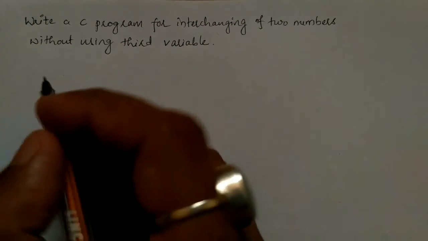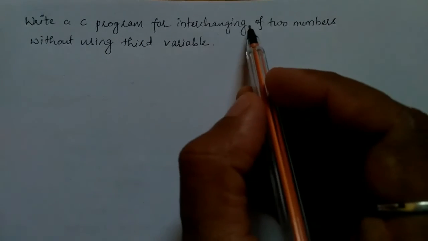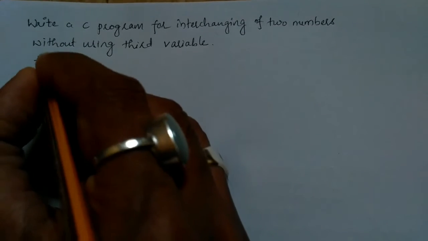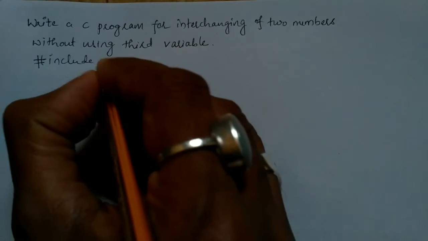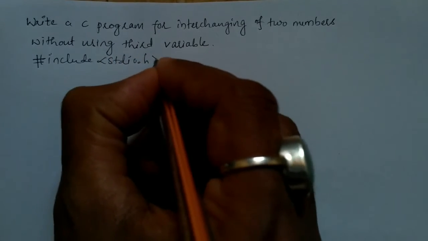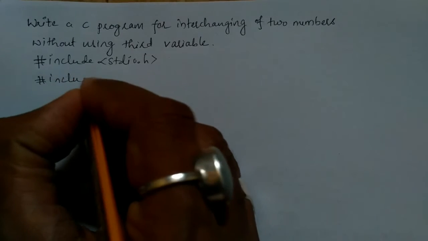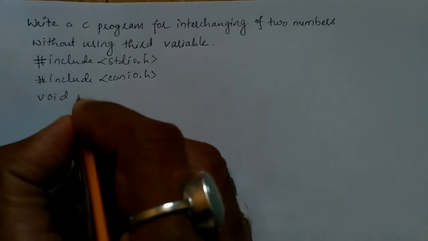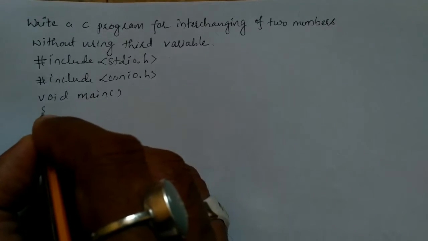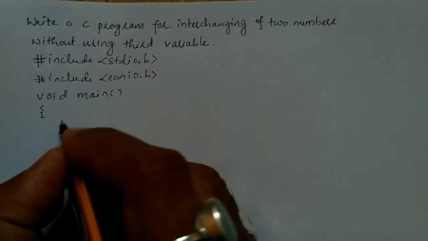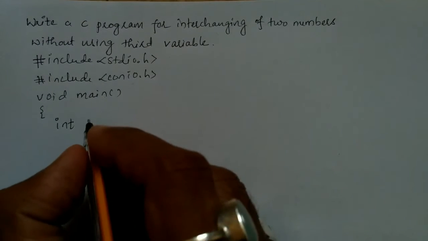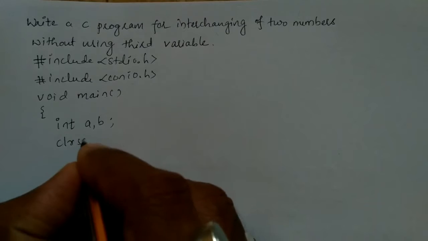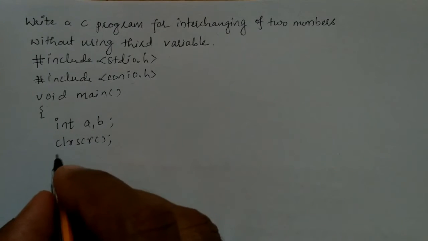My name is Hanmant Tadwa and in this video we are going to write a C program for interchanging of two numbers without using third variable. Let us write preprocessor directives: #include <stdio.h>, #include <conio.h>, void main function, curly open brace, and here we are going to declare two variables of type integer by writing the keyword int. I'll write a comma b and then I'll write clrscr function that clears the screen.